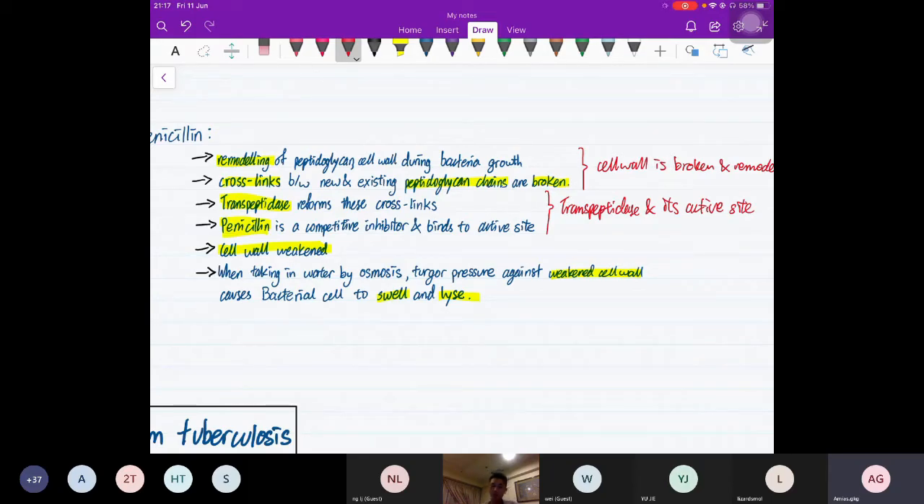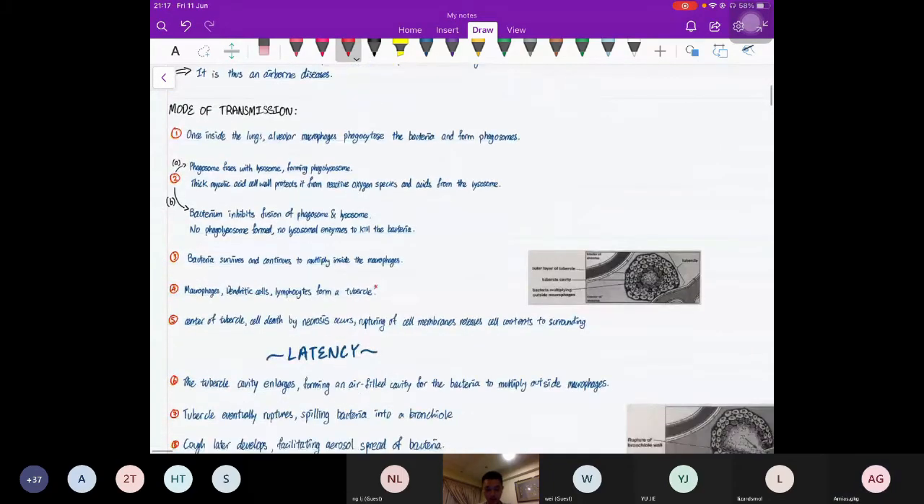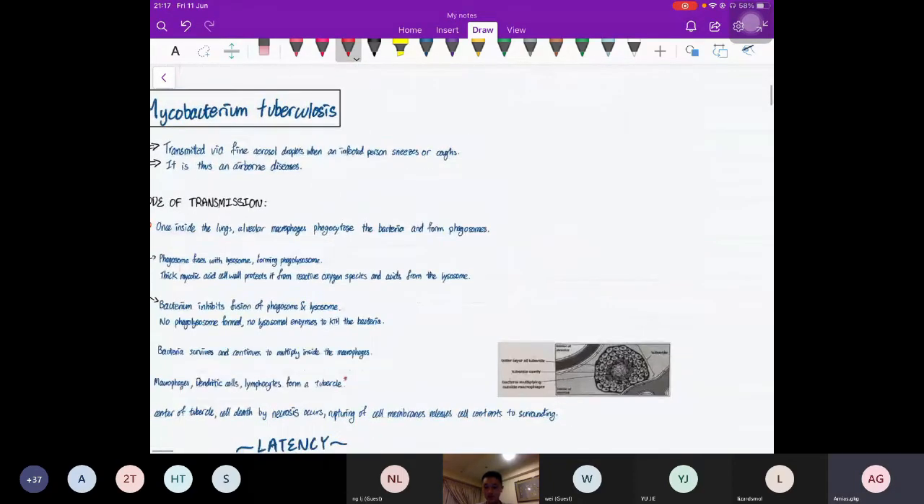And because it cannot be reformed, it is a weaker cell wall. And when you take in water by osmosis, the turgor pressure increases against your weakened cell wall, causes it to swell, and eventually, because it's weak, it will lyse, and when it lyses, it dies. Okay? So that is penicillin. And this is the last thing for today.